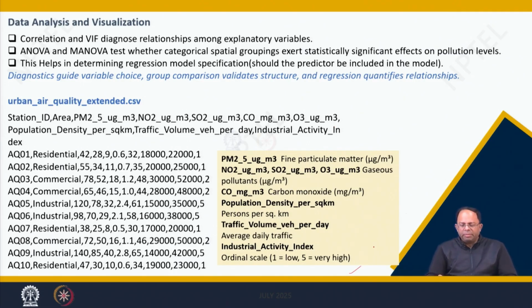So we are using the same data set as earlier. So we have got the air quality monitoring stations, the land use, and then there is traffic volume per day, industrial activity, density, and then the values of all the emissions for each of these gases that we are measuring.